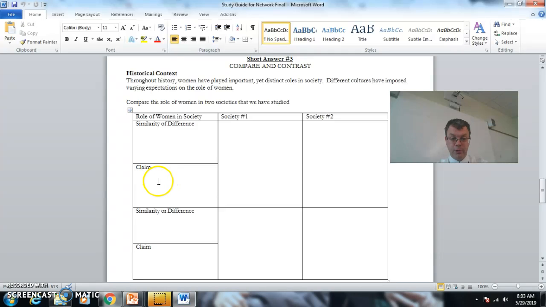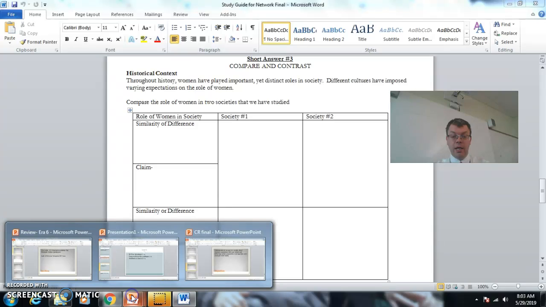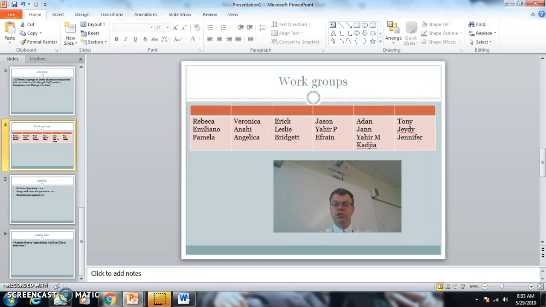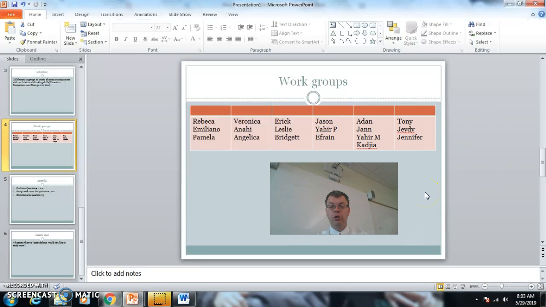Write your claim: blank society and blank society were different in, and then write for here 1 to 2 notes for each society. And you can write their names up right here. I know there's not a lot of space. Why don't we have you guys work in your groups so you can brainstorm on this first? So why don't you work in your work groups again? And let's take about 7 to 10 minutes to work in your groups, getting as far as you can on question number 3. Go ahead and you may begin.